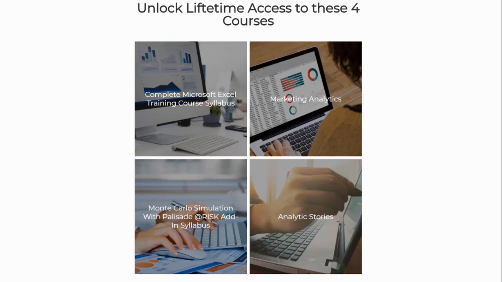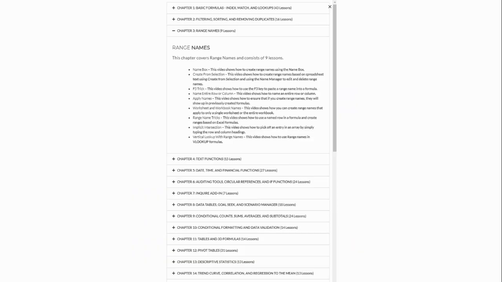And then the Monte Carlo simulation with Palisades, that is a very advanced course, and you would need @RISK. You get the course, but you would need the @RISK add-in to be able to follow along. I mean, you could still, of course, watch the videos. It's just that to follow along, you need to purchase the add-in. It is not included in the course. But again, if you click on any of the syllabi there, you would see something like this. And then if you click the plus sign on any of the chapters, you would see every video that is included inside of that.